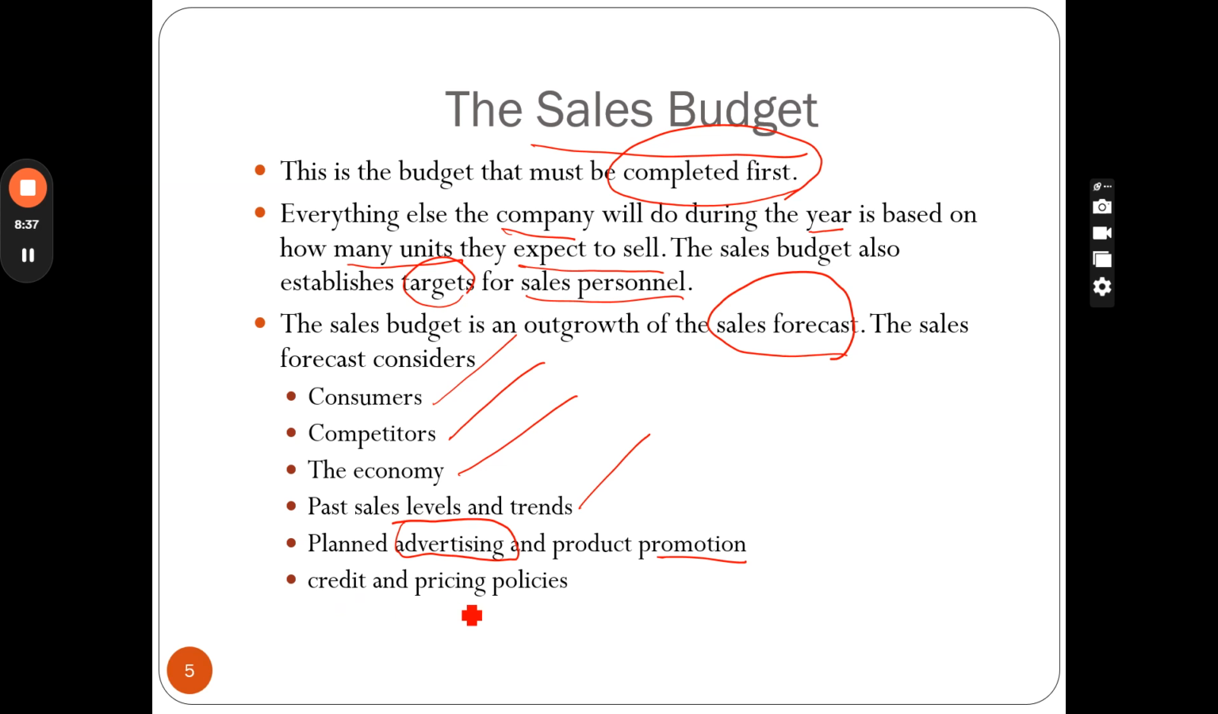And also, credit and pricing policies. Are you going to give credit facilities to all the customers, and are you going to be lenient in providing credit? Then maybe your sales will increase. But if you are rigid on providing credit facilities to your customers, maybe your sales will be less. So we have to consider all these things before we prepare a sales budget, or we can say we have to consider all these things to have a sales forecast in our hand.